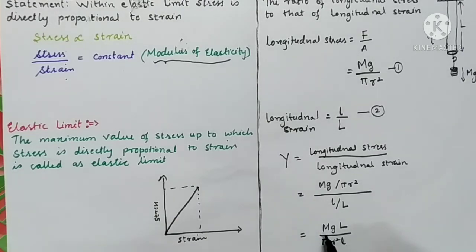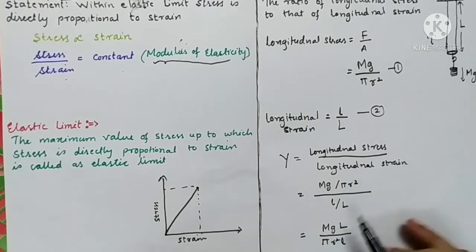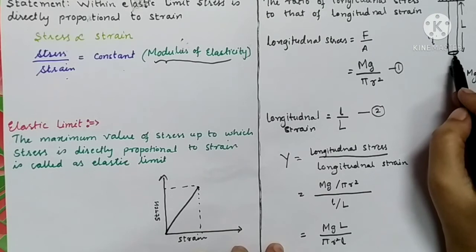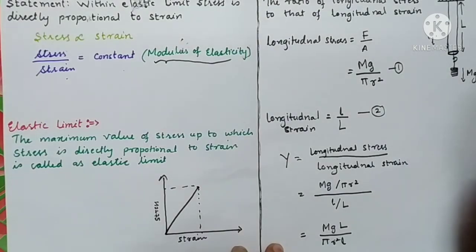where m is the mass attached to the lower end of the wire, g is gravitational acceleration, capital L is the original length of the wire, small l is the change in length of the wire, and r is the radius of the cross section of the wire.